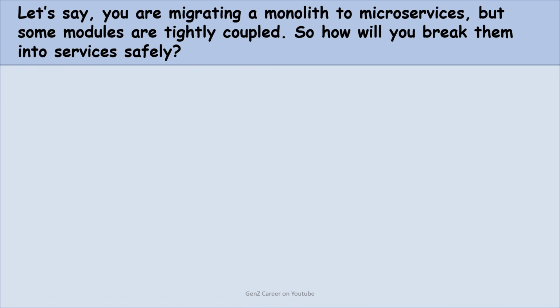So guys, next question is, let's say you are migrating a monolithic to microservices, but some modules are tightly coupled. So how will you break them into services safely?